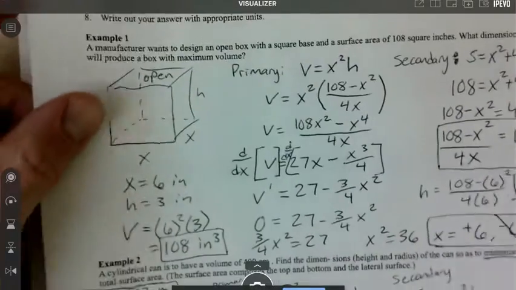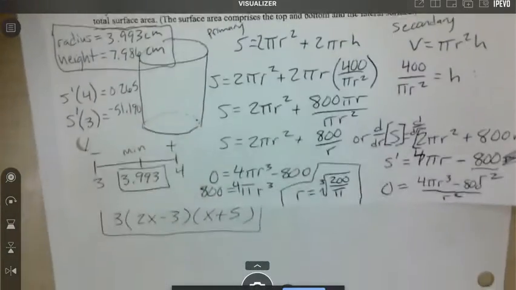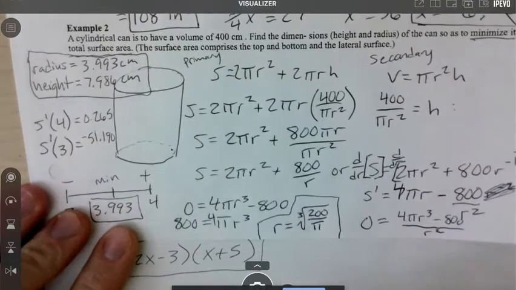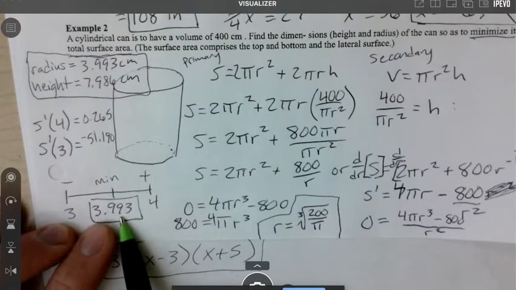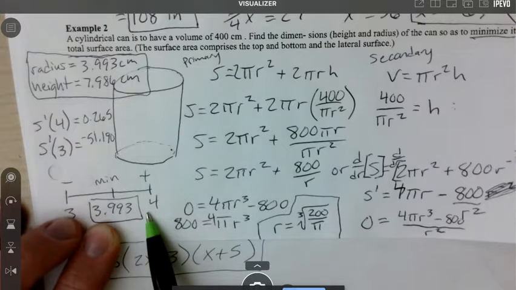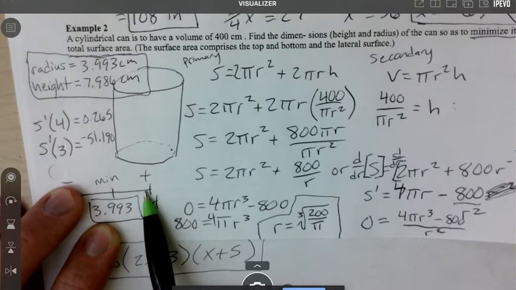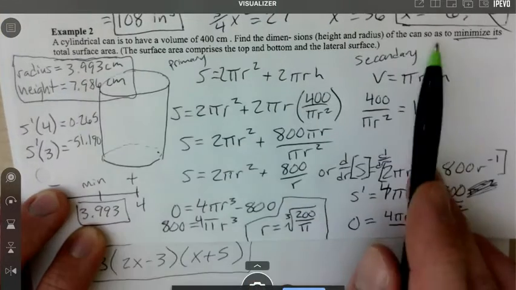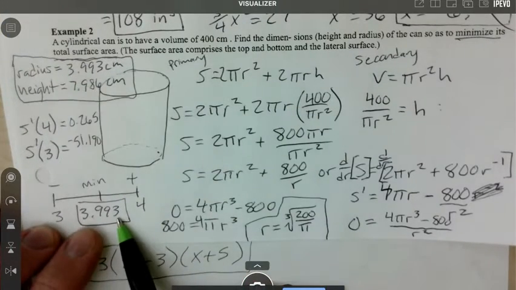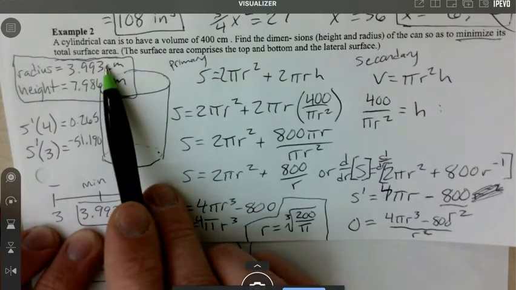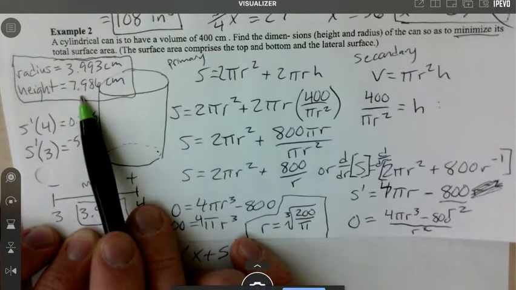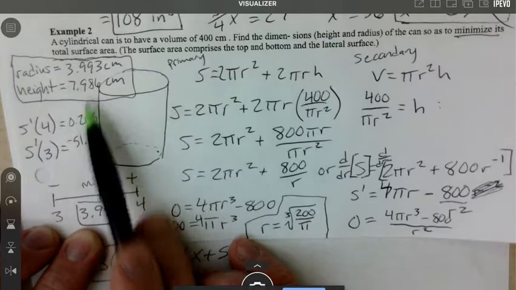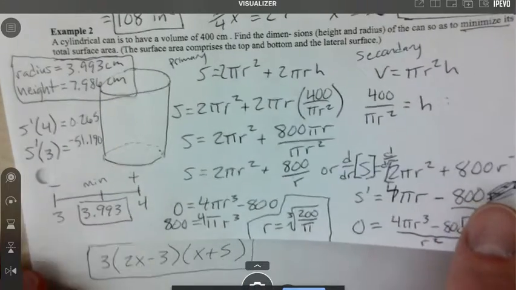Just to reiterate, we had finished the end of class by identifying our radius, cube root of 200 over pi. If you do the first derivative test and turn that into a decimal, you see that it goes from a negative to a positive. Therefore, it is a minimum, and this was asking us to minimize our surface area. So our radius is 3.993, and if you throw that into the height equation, you should get 7.986 or something similar. With that said, we're not going to worry about example 4.